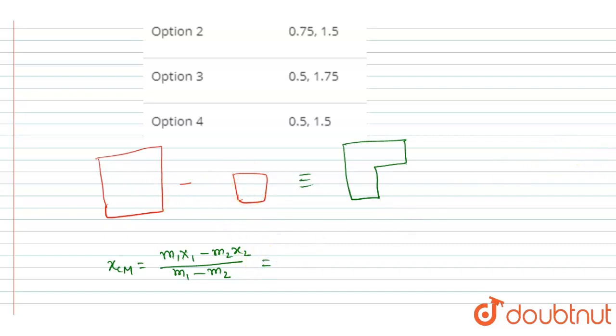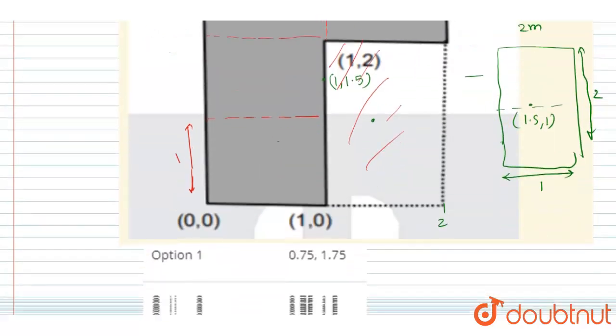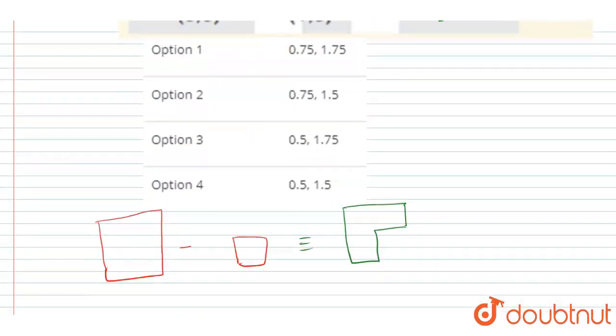Now you can see the whole lamina has 6 squares, 1 2 3 4 5 6. So I will take the mass of this whole lamina as 6m, since I am taking the mass of 1 square as m. And if you see, this length is 1 and this length is 2, so this is made up of 2 squares, so I will take this mass as 2m. I will take the masses 6m and 2m respectively.